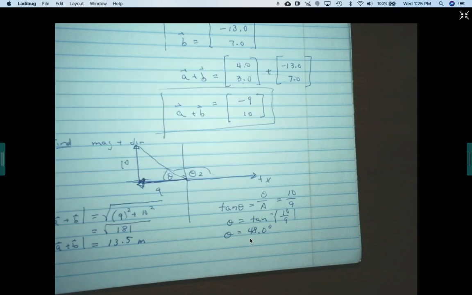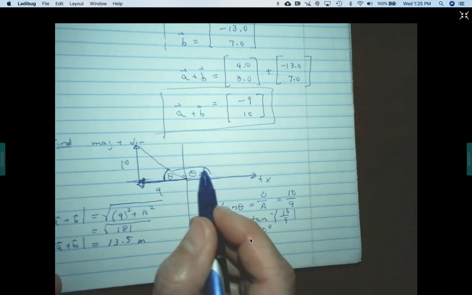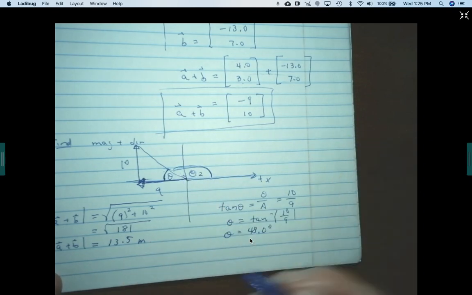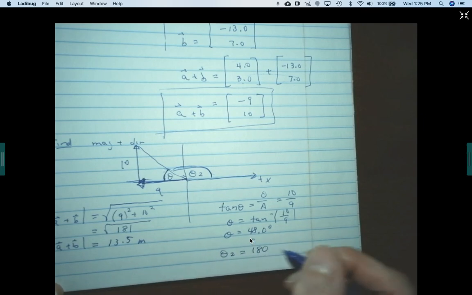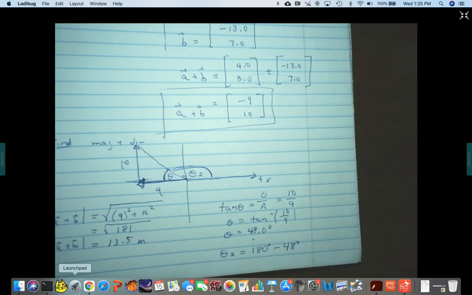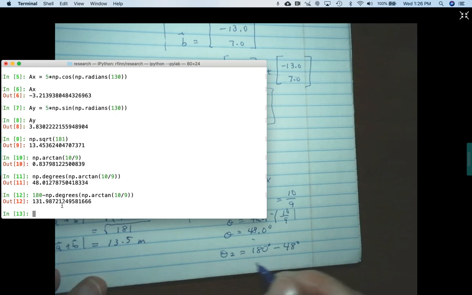So again, I've defined this angle in here, and convention says that we should really define it relative to the plus x-axis. So theta 2 would be 180 minus this. 180 minus that, it's 131. Let's call it 132. Around that.